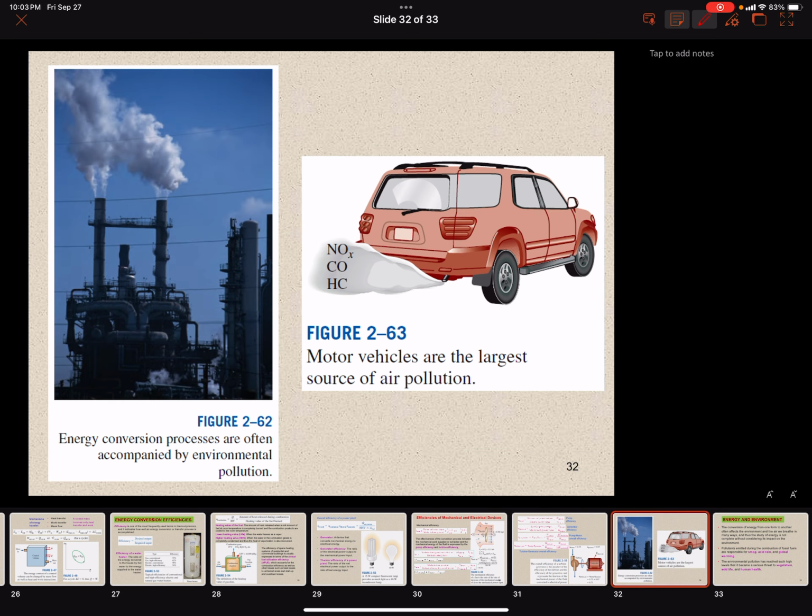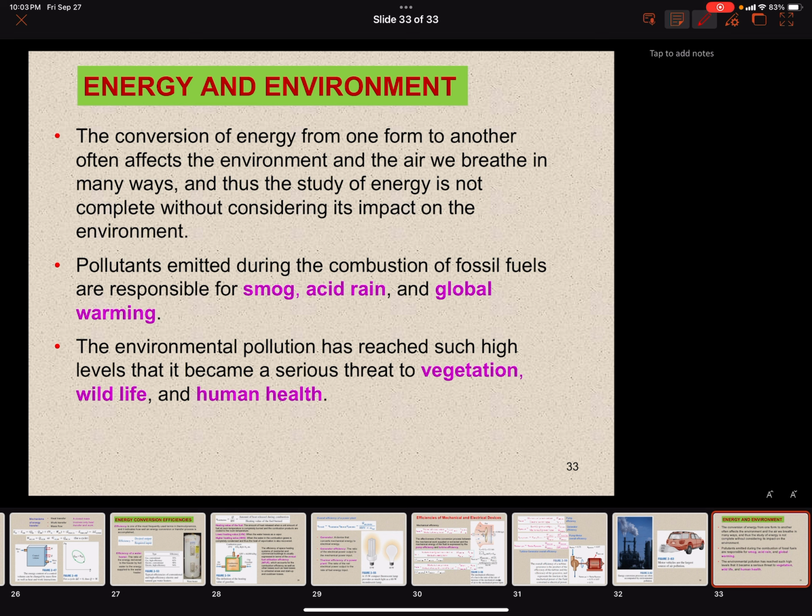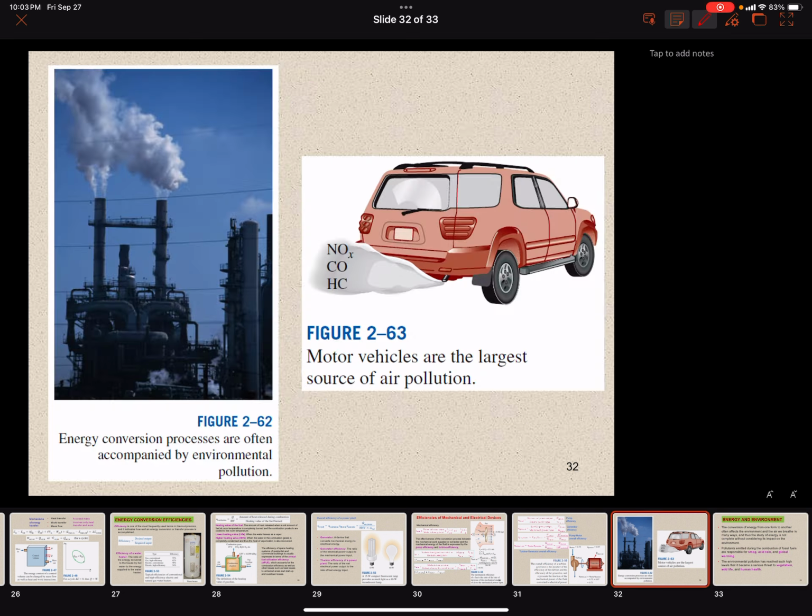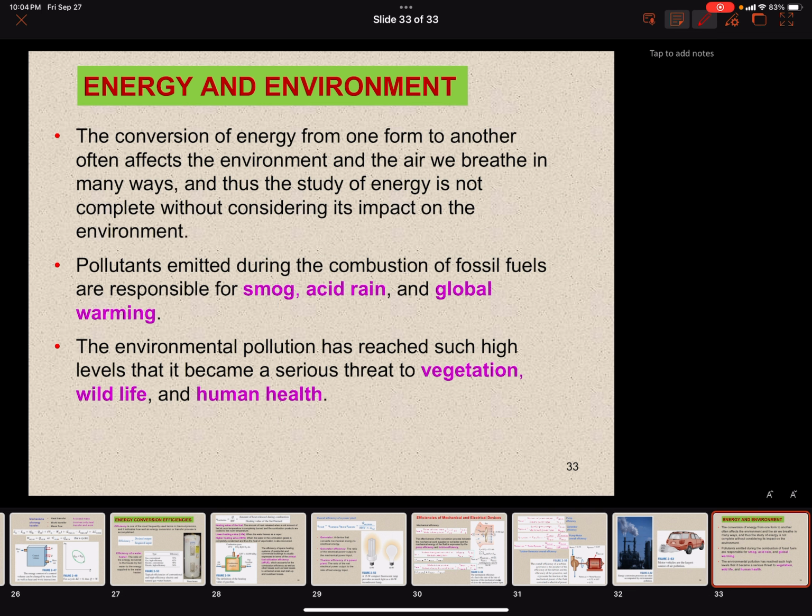For the last two slides, here we can just combine them together. These are just figures related to the last part, where we will talk about the environment and the energy.